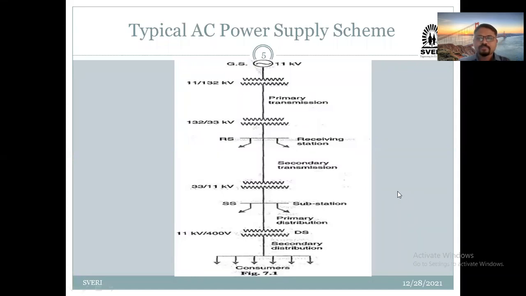Okay, so see here, this diagram. Yesterday I already told you, while drawing this diagram, the care you need to take is with the notations mentioned: it may be the generating station, the transformer, primary transmission, receiving station, then secondary transmission, substation, primary distribution, secondary distribution. You have to mention all these things correctly, because every point suggested here has its own importance.